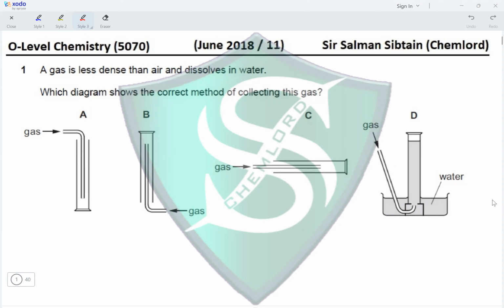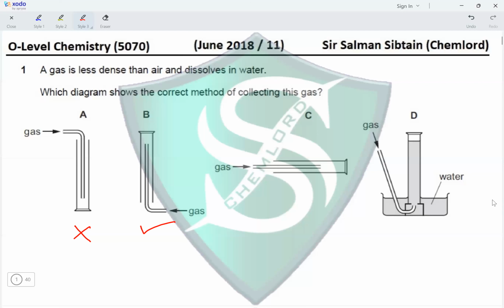Okay, so A represents a downward delivery method in which the gas that can be collected should be more dense than air and soluble in water. So this is not it. In B, we have got an upward delivery method in which the gas to be collected would be soluble in water and it would be less dense than air. So this is what we require.